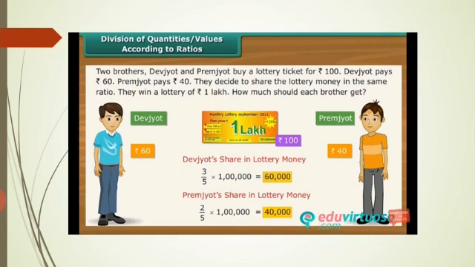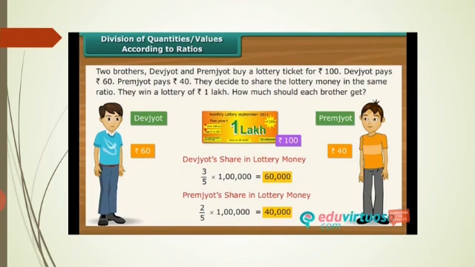This is very easy to find the answer, no? Very good. They win a lottery of 1 lakh. How much should each brother get? It is very easy, because one boy gave 60 rupees and the other gave 40 rupees, so you can find it in the fraction itself. So 1 lakh they need to share.